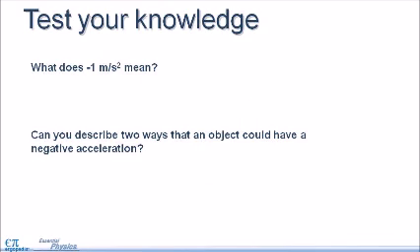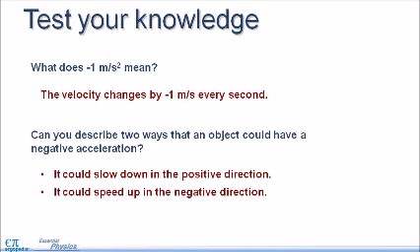What does minus 1 meter per second squared mean? It means that the velocity changes by minus 1 meter per second every second. Can you describe two ways that an object could have a negative acceleration? It could slow down in the positive direction, and it could speed up in the negative direction.